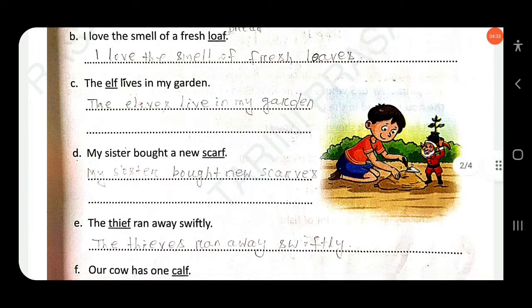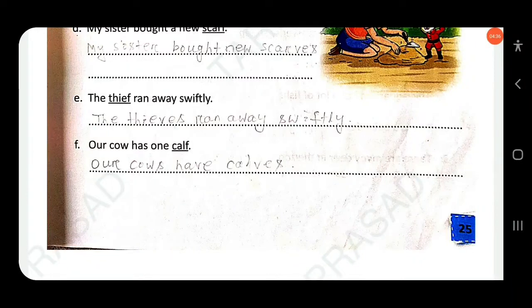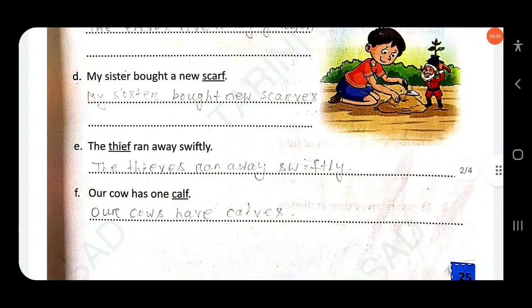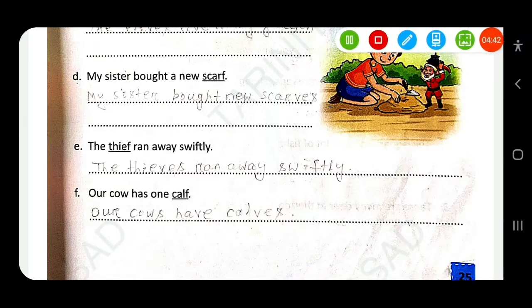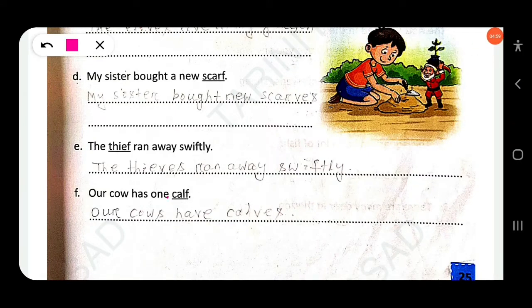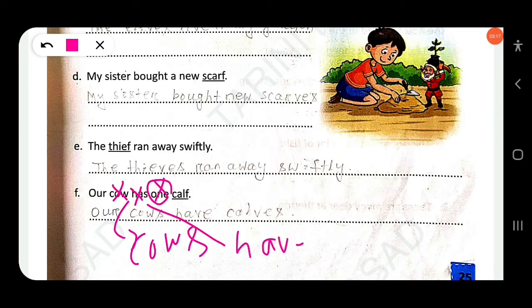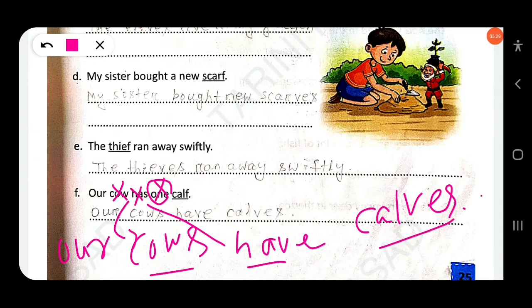Clear? Then the next question: our cow has one calf. As one is used, it refers to singular. Here one will be removed, cow will be changed and has will also be changed. Cow changes into cows, has changes into have, and you have to remove one. So write: our cows have calves. Clear? Our cows have calves.